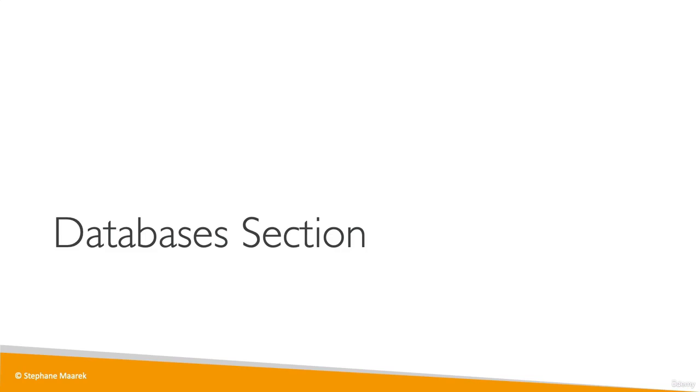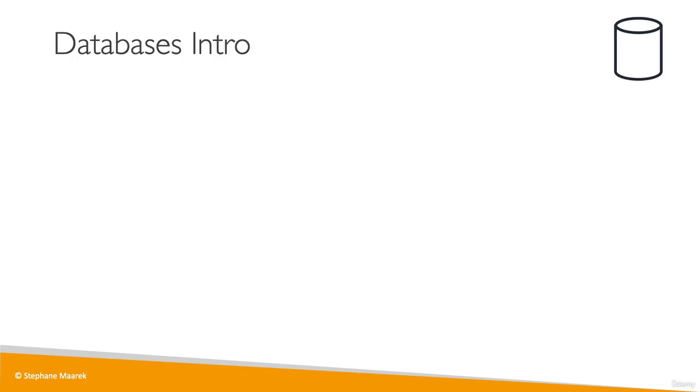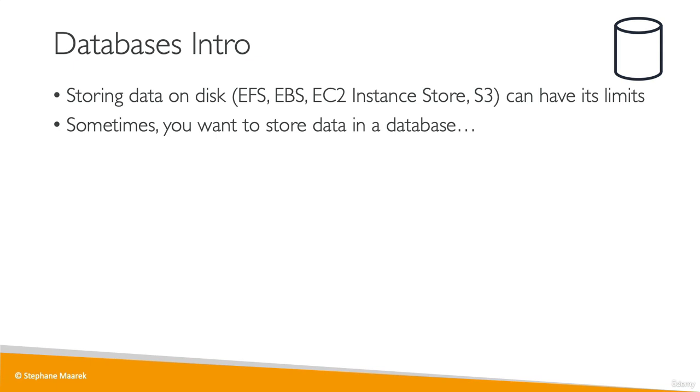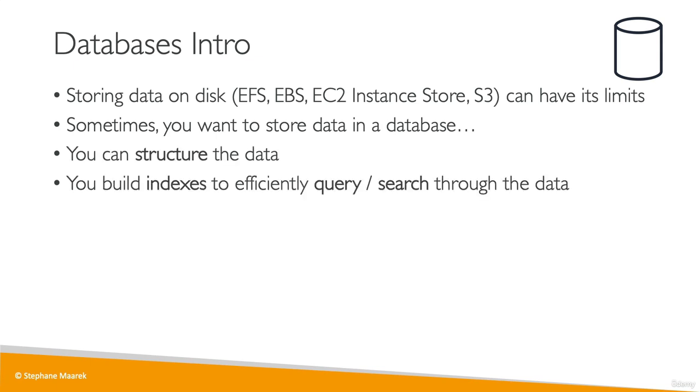Now let's talk about databases in AWS. And first, I want to give you an introduction as to what is a database and the different types of databases we have today. So when you are storing data on disk, would it be on an EBS volume, an EC2 instance store, or Amazon S3, you have your limits. If you want to store data in a structured way, you may want to store it in a database. And this structure is going to allow you to build indexes and to efficiently query or search through the data.